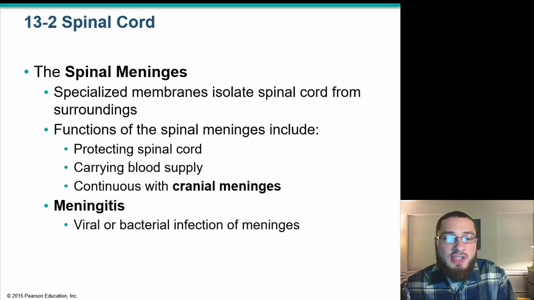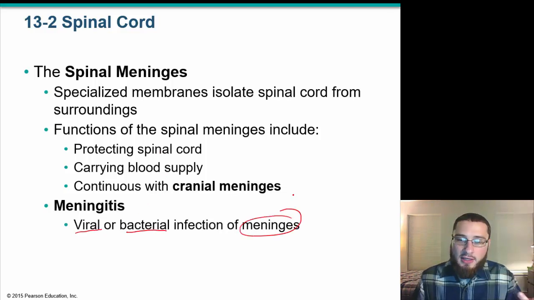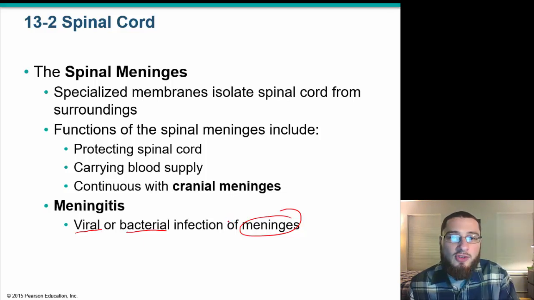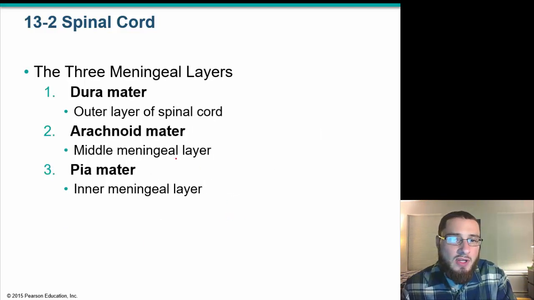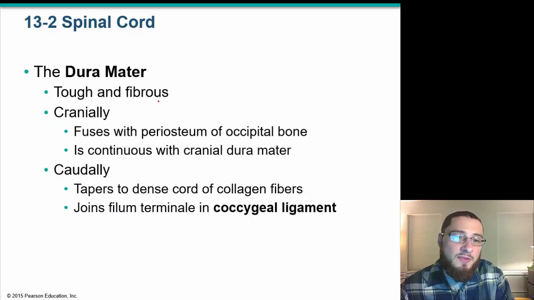Like I said, meninges, when we talk about there being meningitis, that is a viral or bacterial infection of the meninges. So you'll get vaccines so that you don't get meningitis because you don't want that swelling of the spinal cord, which can lead to numerous issues. Like I said, the innermost meninge is going to be the pia mater. Then in between is the arachnoid mater, and then the outer is the dura mater. Dura mater is tough and fibrous.